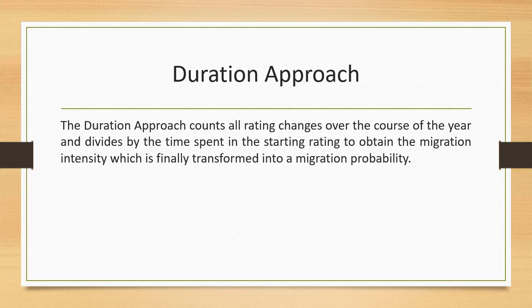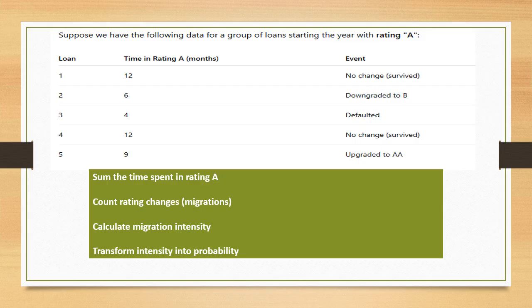Let me give you an example to explain this. You can see here that we have the following data for a group of loans starting the year with a rating of A. What you find is that there are different behaviors of these loans. No change happens, it downgrades to B, it defaults, there is a survival, and it is upgraded to AA, right? All these are situations which are there. If you look at these situations, what do you do? You sum the time spent in rating A. So how much time was spent in one particular rating? We can see that one loan has 12 months basically for the period of staying at that rating. Four loans had again 12 months, where they stayed in the same rating, right?